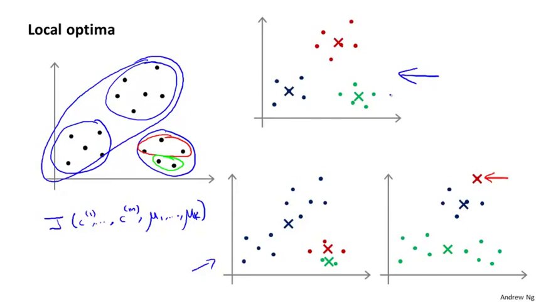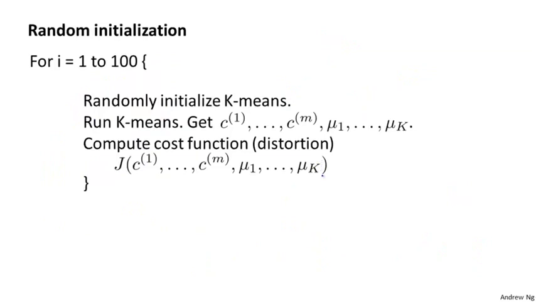So instead of just initializing k-means once and hoping that that works, what we can do is initialize k-means lots of times and run k-means lots of times, and use that to try to make sure we get as good a solution, as good a local or global optimum as possible. Concretely, here's how you could go about doing that. Let's say I decide to run k-means 100 times. So I'm going to execute this loop 100 times.